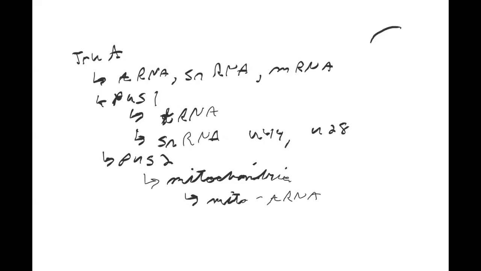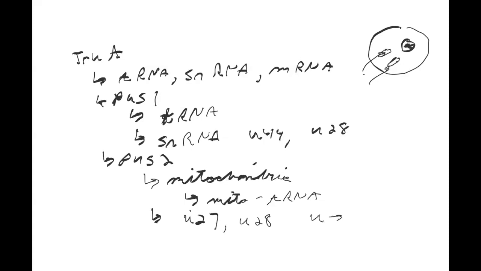in your cell, you have your own DNA, right? But you also have mitochondria, and mitochondria has their DNA. So they will also need their own transfer RNA. Okay, so this is mitochondrial transfer RNA. And this will modify locations U27 and U28 on the mitochondrial DNA to turn uridine into pseudouridine.